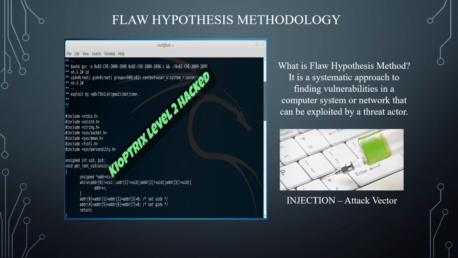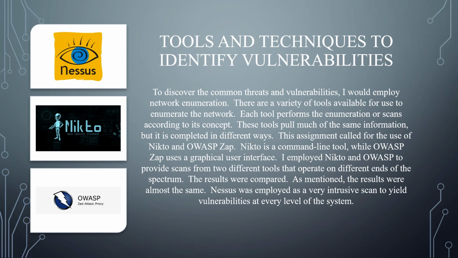What attack vector would I use? I would use injection. The open ports alone provide opportunity for this attack. This leads to tools and techniques to identify vulnerabilities. To discover common threats and vulnerabilities, I will employ network enumeration. There are a variety of tools available to enumerate a network. Each tool performs the enumeration or scans according to its concept. These tools pull much of the same information, but it's completed in different ways.